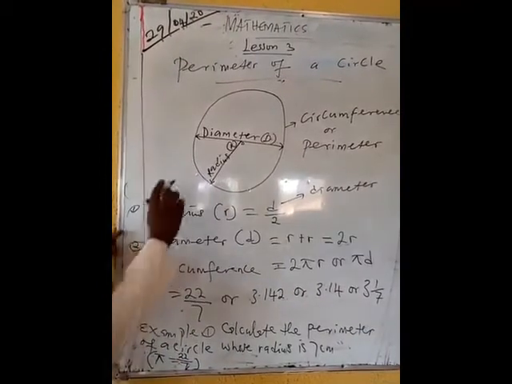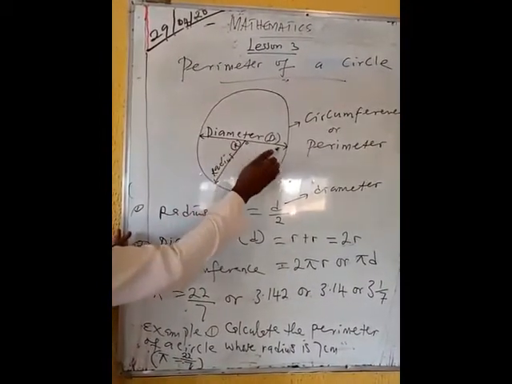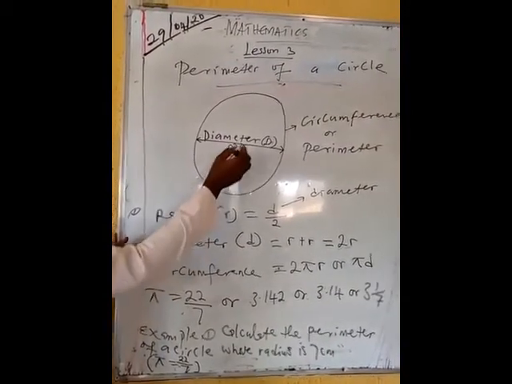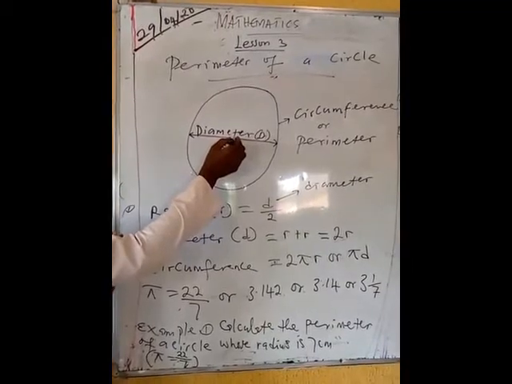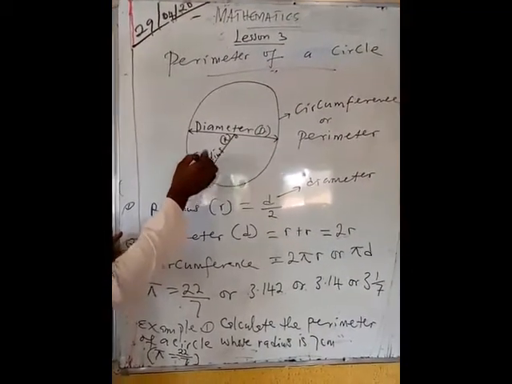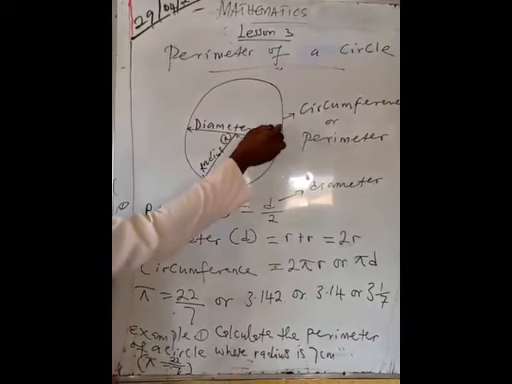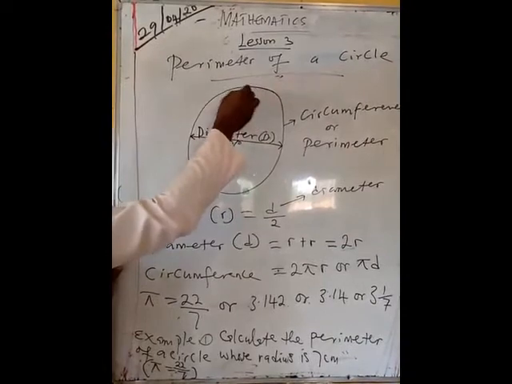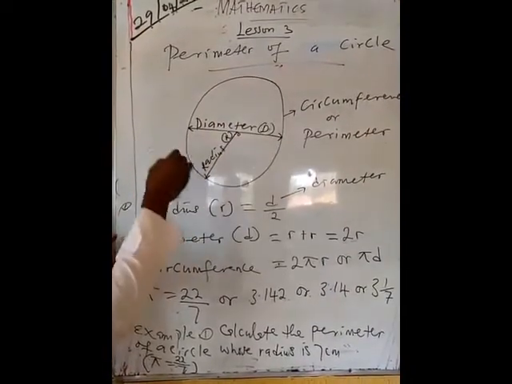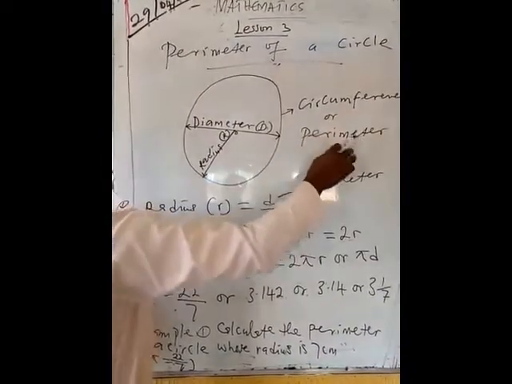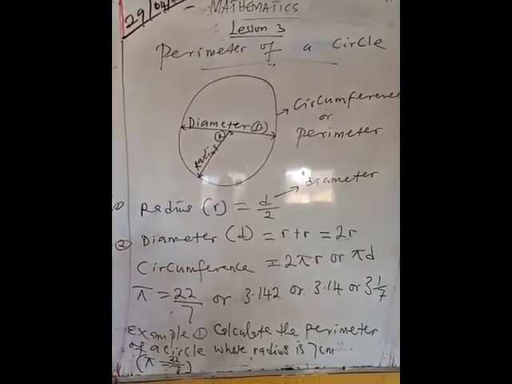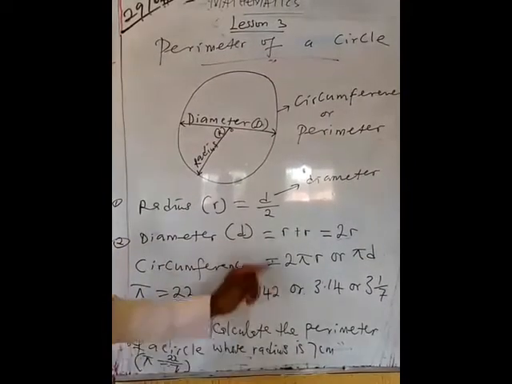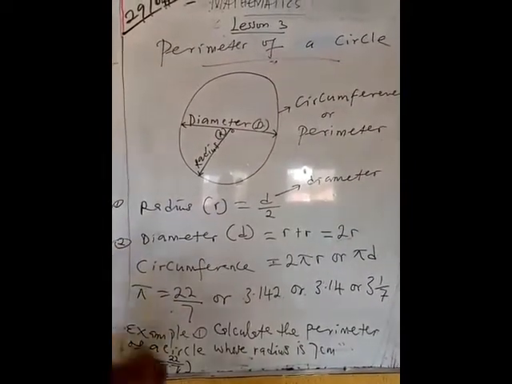Now, a straight line that divides a circle into two equal halves is called a diameter, while a line from the center of the circle to the circumference of the circle is called the radius. While this line of the circle, the line that makes it a circle, is called the circumference or the perimeter. The distance around a shape is called the circumference of the circle or the perimeter of the circle.